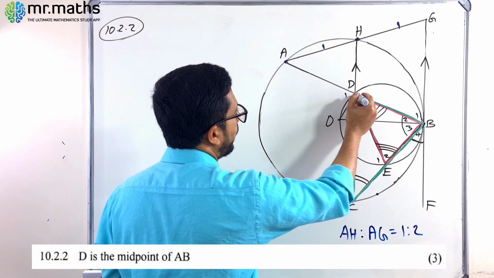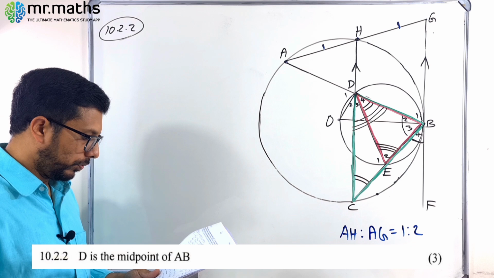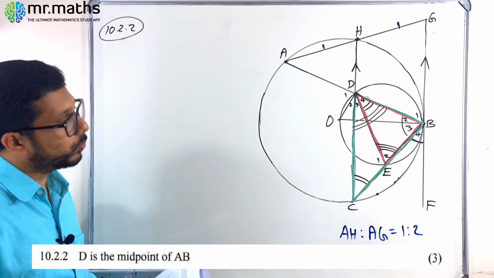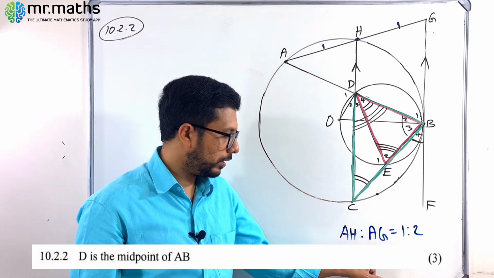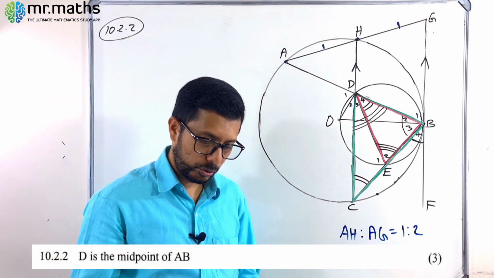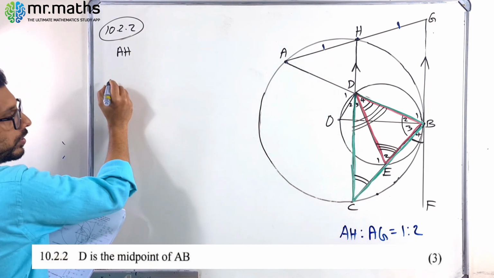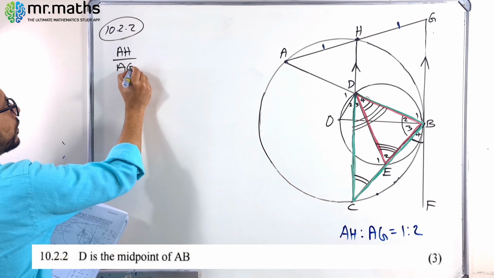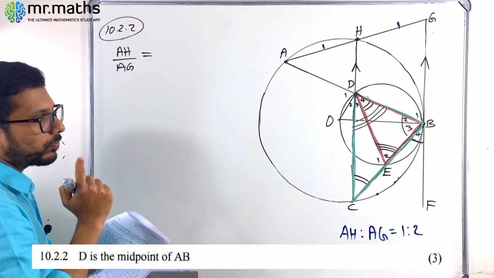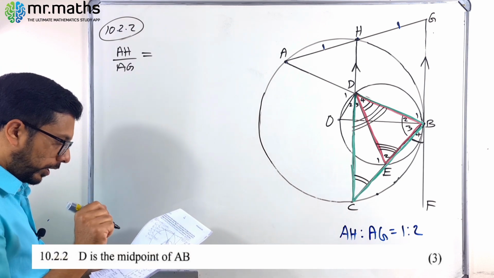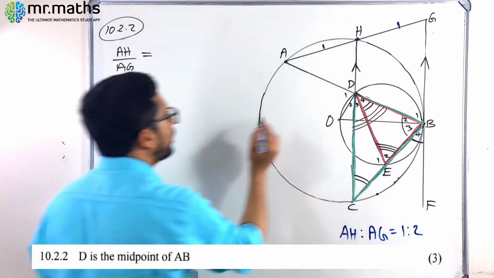So D is the midpoint of this line AB. For that, what we have to do: look at the ratio given. AH is to AG is equal to 1:2. So AH, let me write that as a fraction: AH divided by AG is equal to 1 divided by 2, since the ratio is 1:2. Okay, so look at that triangle ABG.